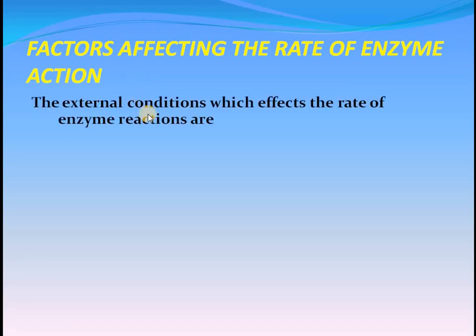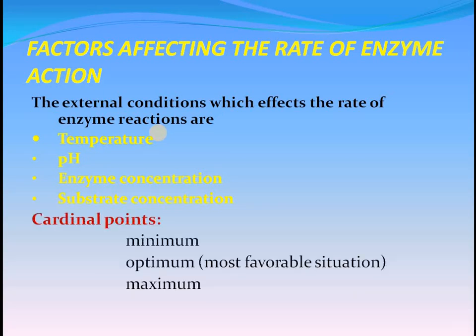Now the first thing is factors affecting the rate of enzyme action. There are certain external conditions which affect the rate of the enzyme reaction. These are temperature, pH, enzyme concentration, and substrate concentration. Before moving on to the topic, there are certain important points, cardinal points. The first one is minimum, the second is optimum, and the last is maximum.